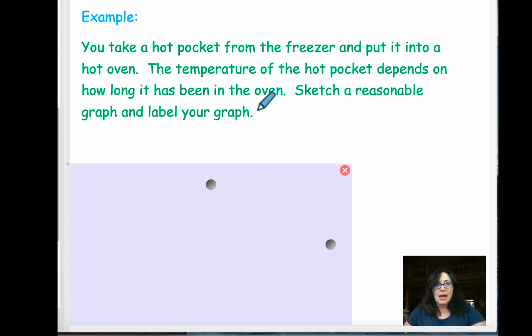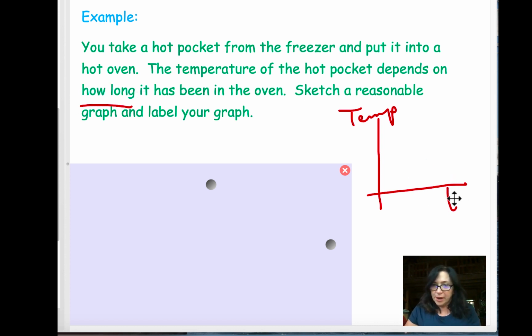So let's try this one. You take a hot pocket from the freezer, you put it into a hot oven. Okay, so it's going to start off super cold. The temperature of the hot pocket depends on, so they're telling you what depends on what, right? They're telling you that the temperature depends on how long it's been in the oven. Now, how long is actually time, right? So the time in the oven. So the longer it's been in the oven, the hotter it's going to get. So sketch a reasonable graph, label your graph.